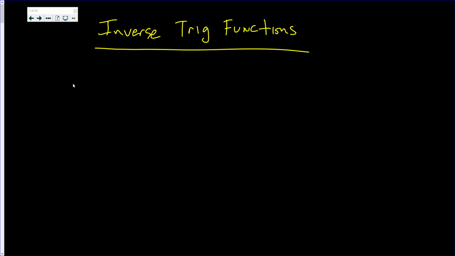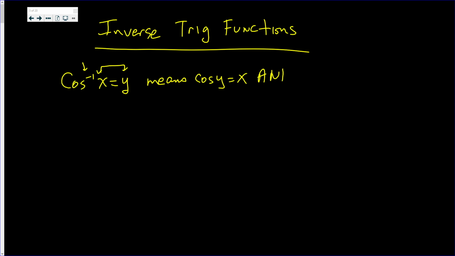If you have that cosine inverse of x equals y, this means that cosine of y is x. You can interchange those two as long as you get rid of the inverse sign. But that's not it. And x is in between 0 and 180.